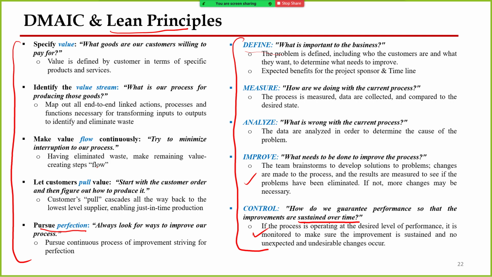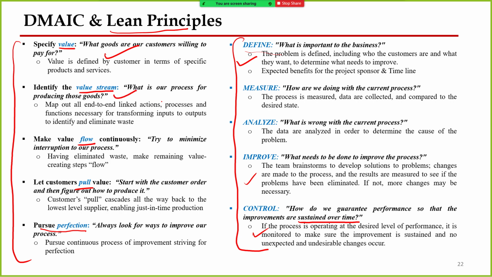So let me quickly go through what these lean principles are. This is basically value stream, flow, pull, and perfection. What we were doing in the define phase, we are trying to identify the importance of this particular project to our business, financially and from a customer satisfaction perspective. Basically the same thing we are doing in specifying the value. That means what the customer wants from us. So we should be able to know the exact requirement of the customer. So that is specifying the value.